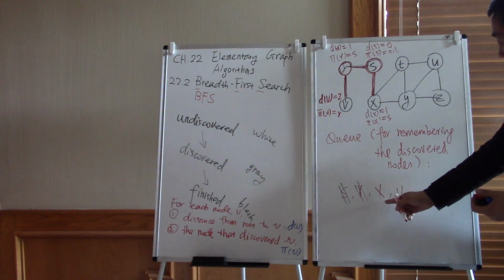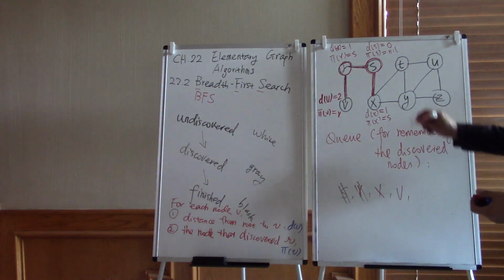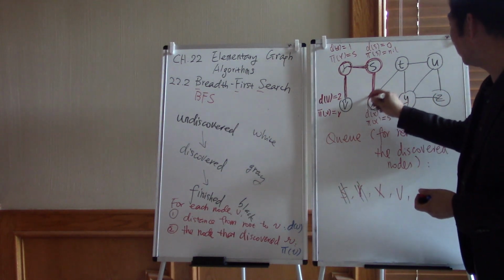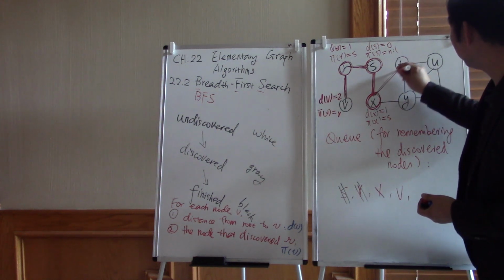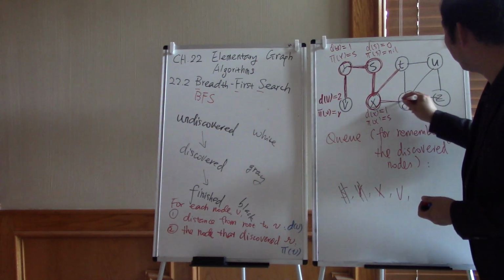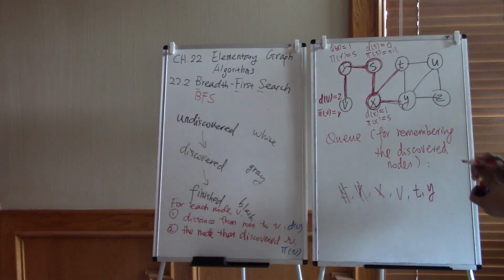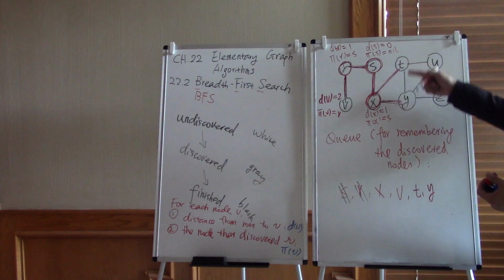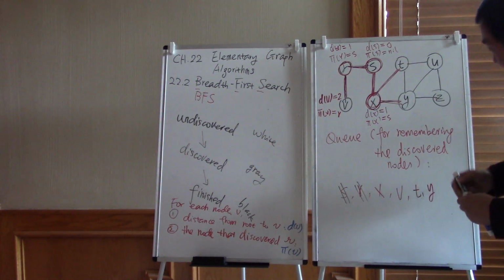Let's take a look at the next node, actually the first node in this Q, and it's X. So from X, what are the nodes X can discover? Well, X can discover two neighbors, T and Y, right? So let's put T and Y into the Q. So now T and Y become discovered, and X is now finished, so we get rid of X.